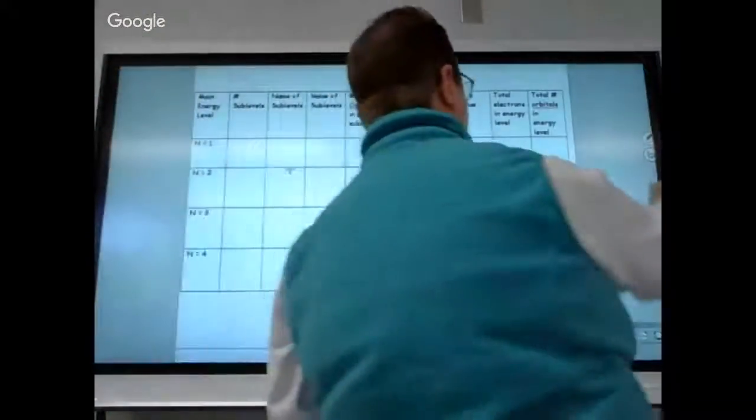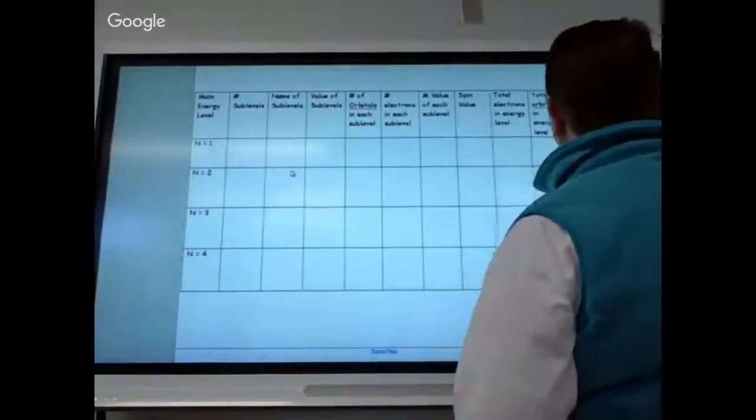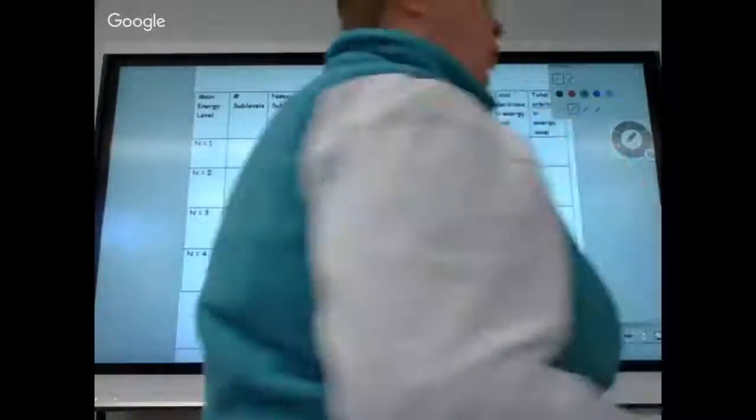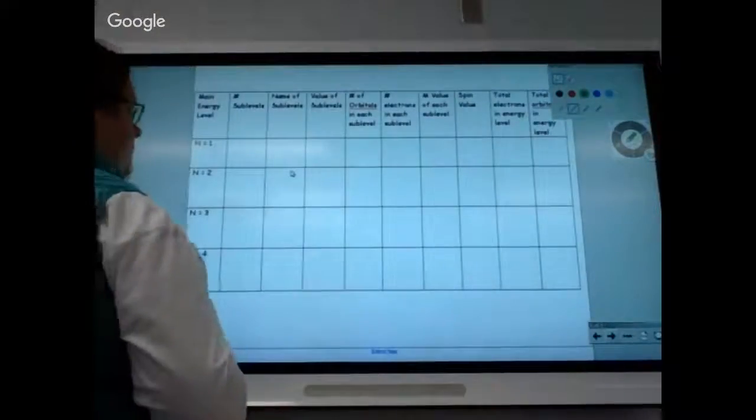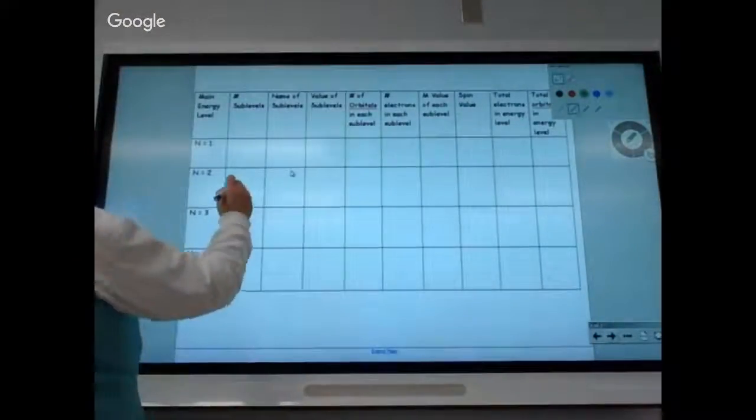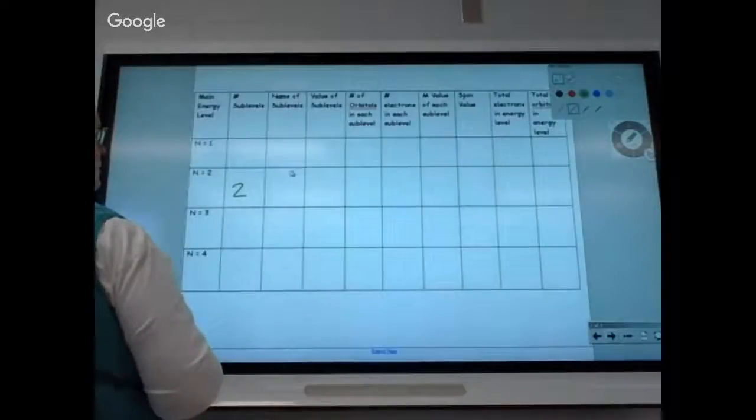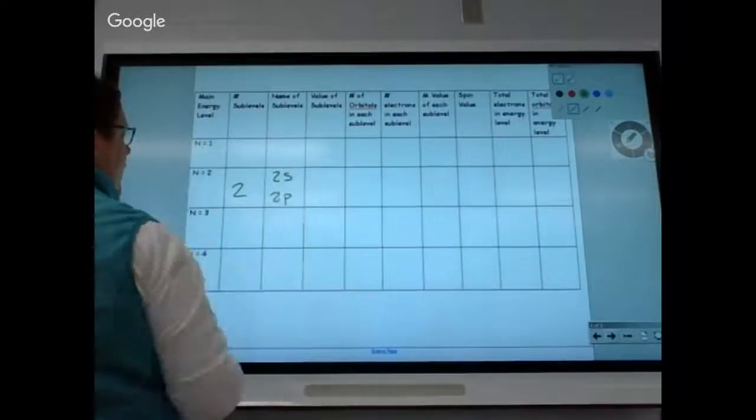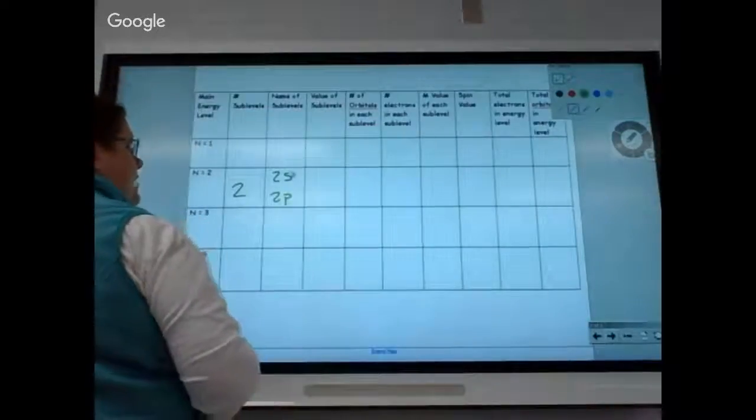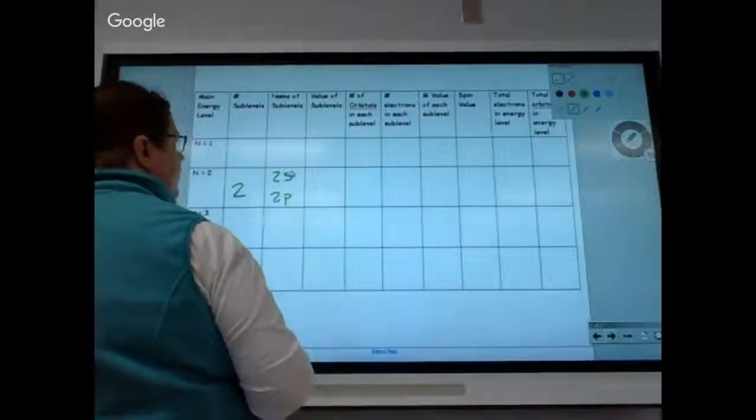We go back there. Now, this is not a lot of space for me to write, but let's see what we can do. I'm going to do the n equals 2 row. Y'all are going to do the rest of them. So if n equals 2, how many sublevels are there? 2. What are the names of the sublevels? All right, what value is assigned to the S sublevel?